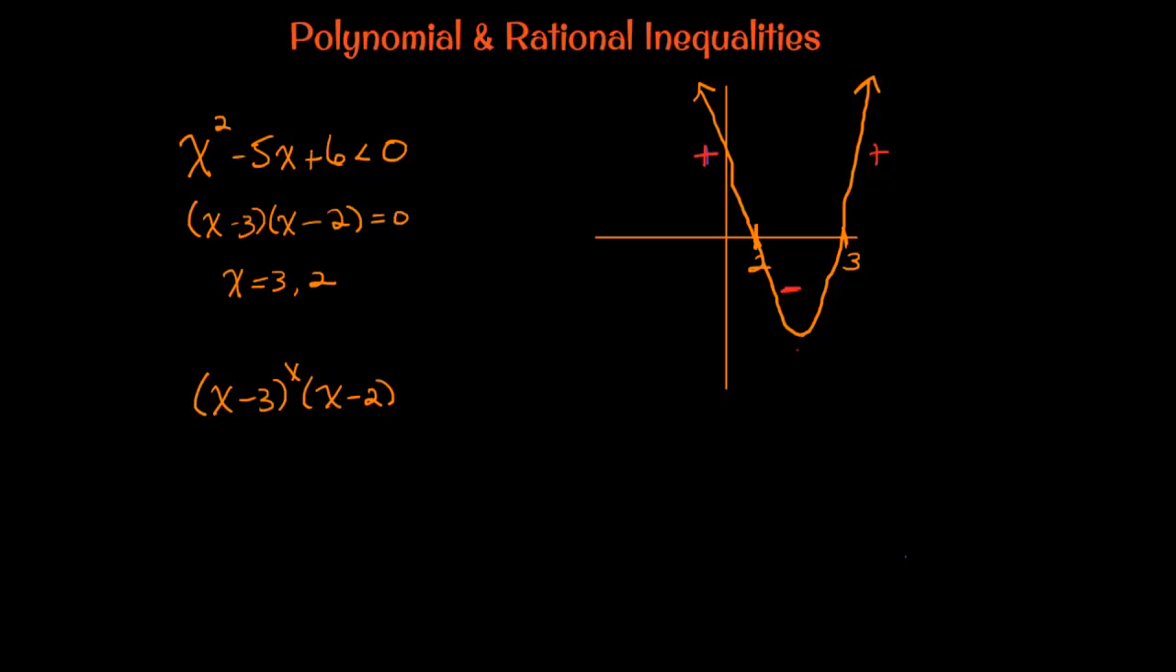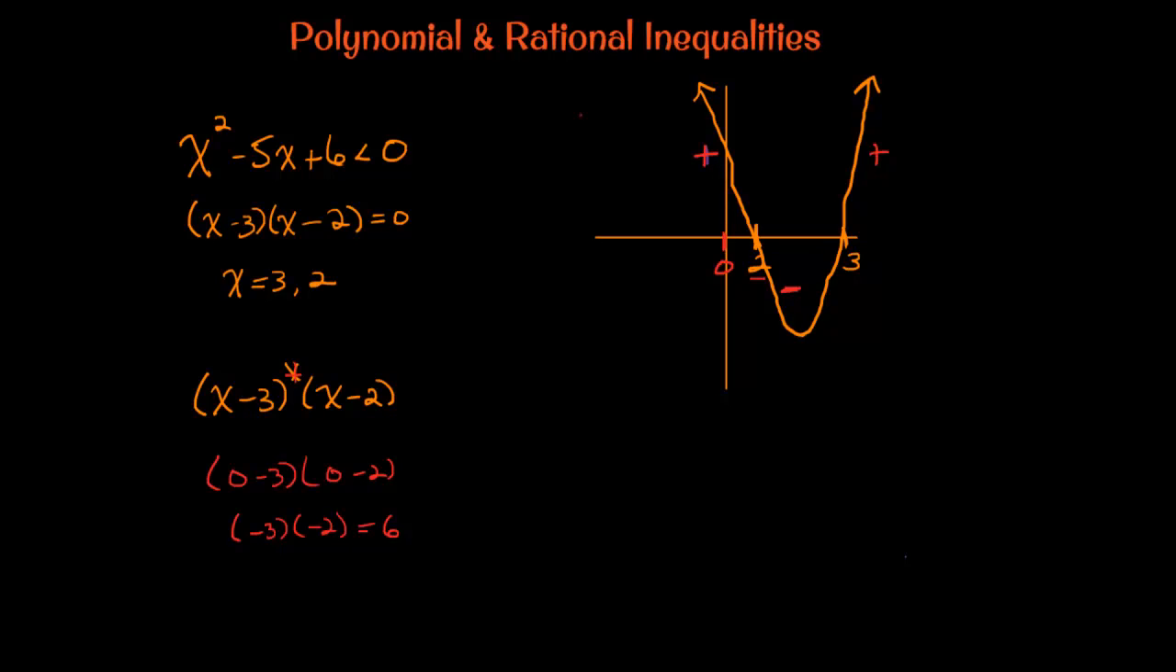So let's think about how we can recognize where this graph changes signs. Let's pick a value over here, a value like 0, plug it in, and see what happens. When I plug in 0, I'm going to have negative 3 times negative 2, and that's going to give me a positive 6. So when I plug in a value anywhere to the left of 2, my graph is going to be positive, because you multiply two negatives together and you get a positive.